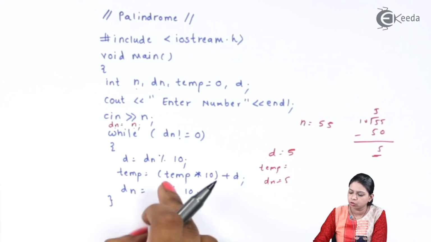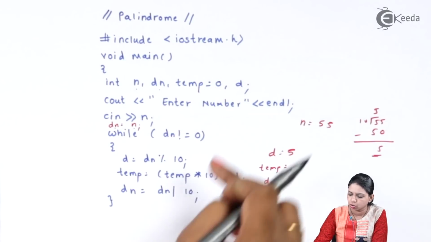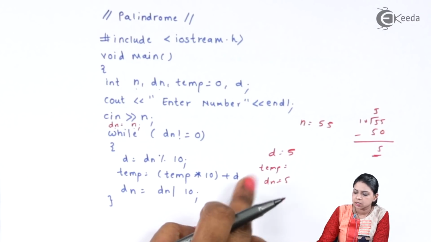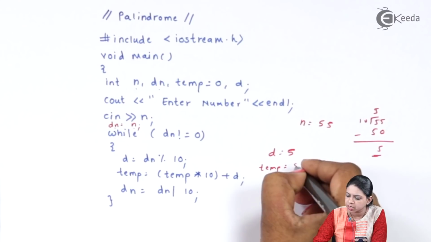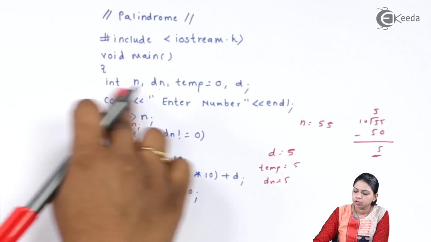So temp is equal to temp into 10. Initially your temp is 0, so it is going to be 0 only. So 0 plus my d, which is 5, so your temp is again going to be 5. Again you will go inside the loop.